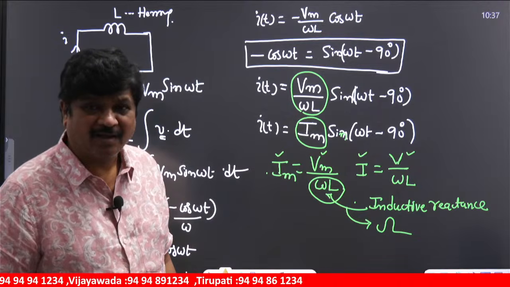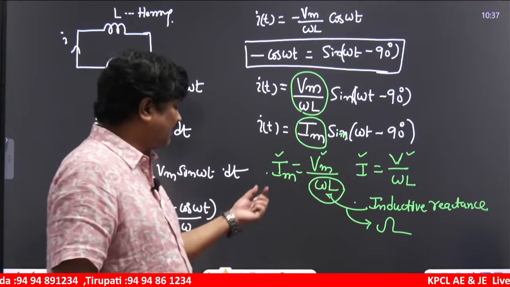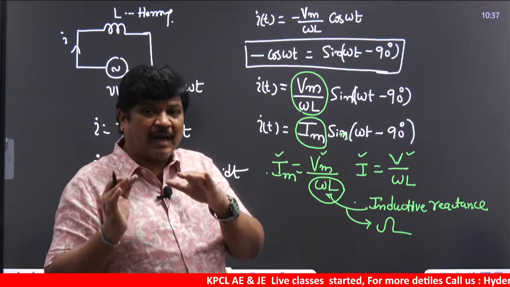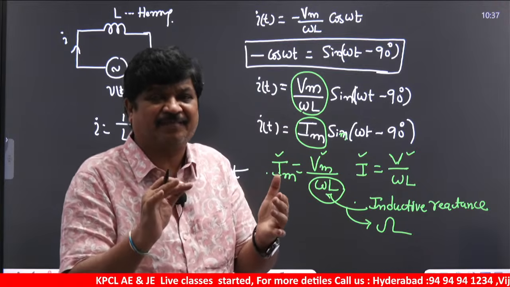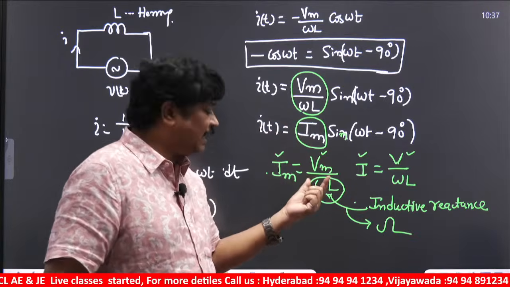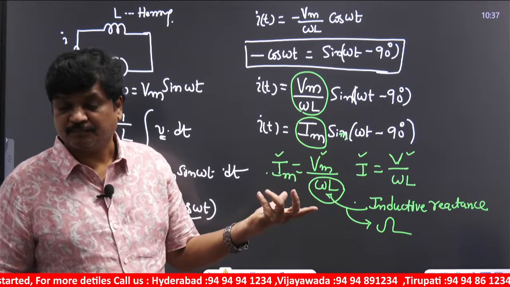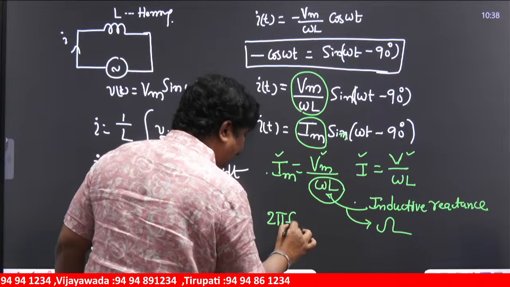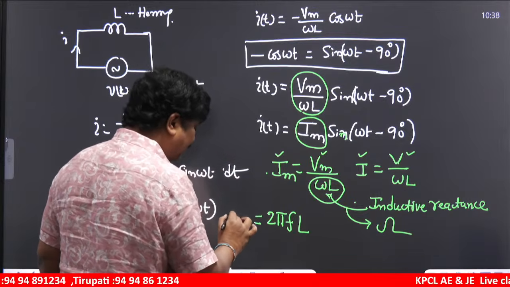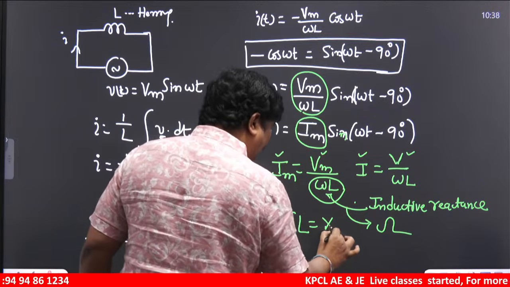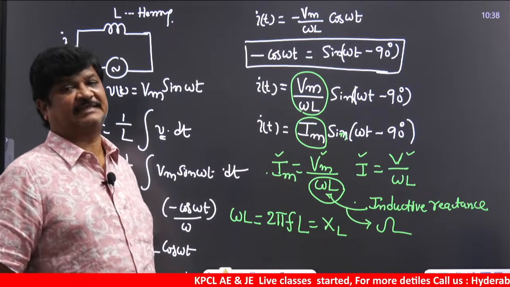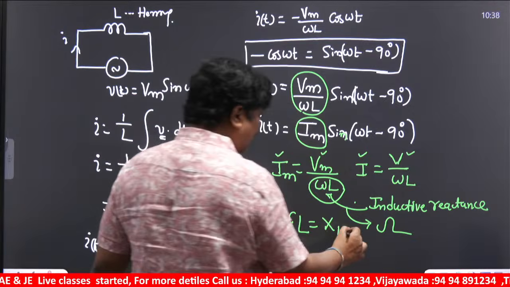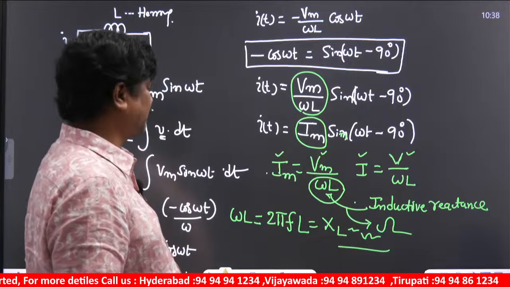Why is it ohms? Because current I is equal to V by R, and instead of R we have omega L. R and omega L are both the same kind of property. R opposes the current, and omega L also opposes the current. Omega is nothing but 2 pi f, and L is L. This omega L is denoted as XL. So XL is nothing but 2 pi f L, which is equal to omega L, whose units are ohms.